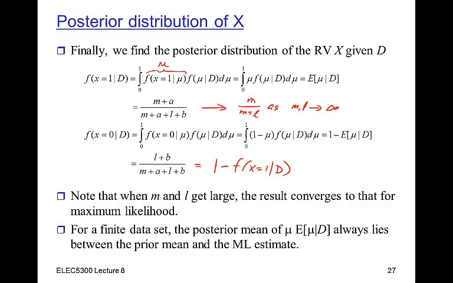And in fact, we can prove that for any finite data set, the posterior mean of mu, this thing here, always lies between the prior mean and the maximum likelihood estimate. The prior mean, remember, was just a divided by a plus b. So that's this. The maximum likelihood estimate is m divided by m plus l. And this is always in between that.